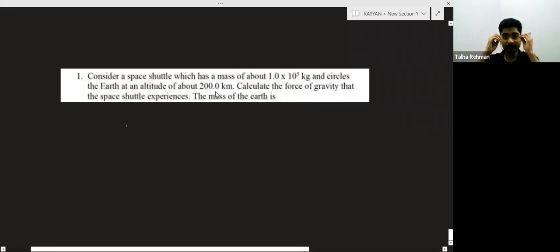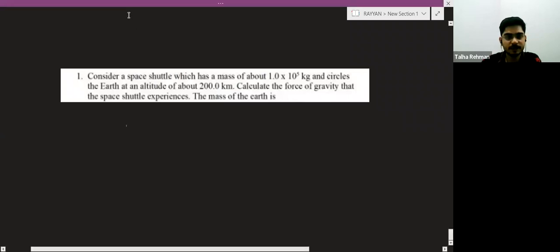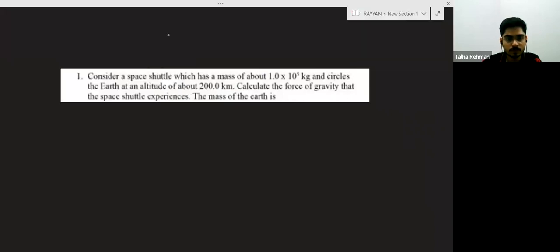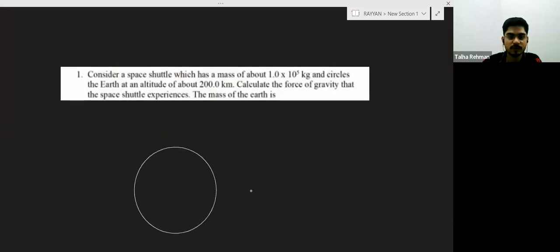Calculate the force of gravity that the space shuttle experiences. We need the mass of the earth. It is not given here. So basically, we have two masses. What is happening here? This is the earth.